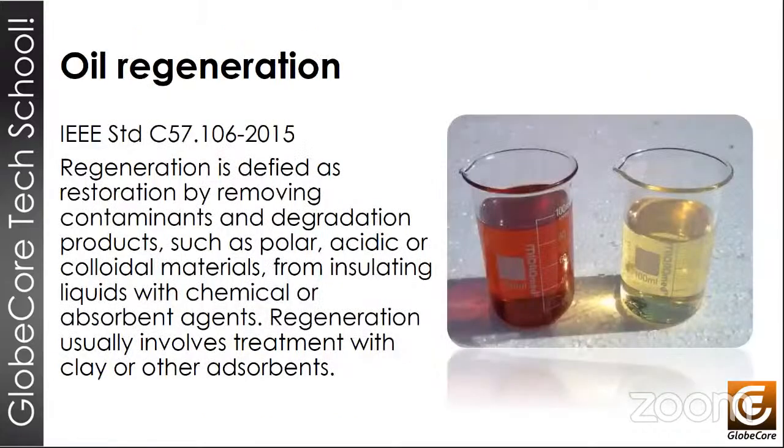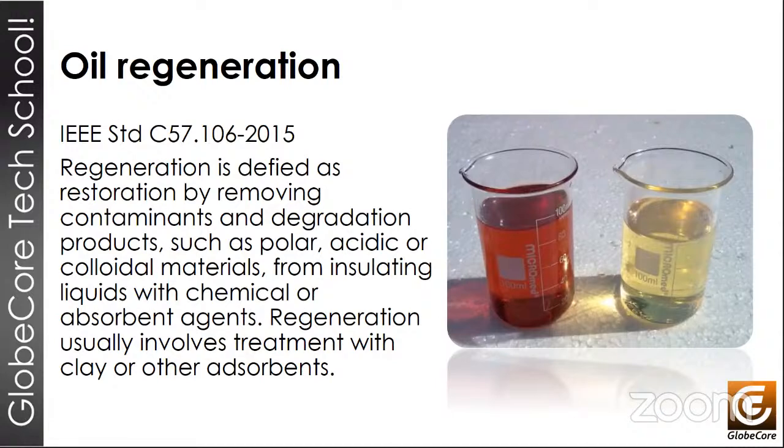To begin with, let's talk definitions, right? In this case, we'll take the definition right out of the C57-106-2015 standard. It says basically that regeneration is the process of restoring the usefulness of oil by removing pollutants and decomposition products, such as polar acidic compounds or colloids. This is done by chemical absorption from electrical insulation liquids. And this regeneration process usually involves treatment with clay or other absorbent media.